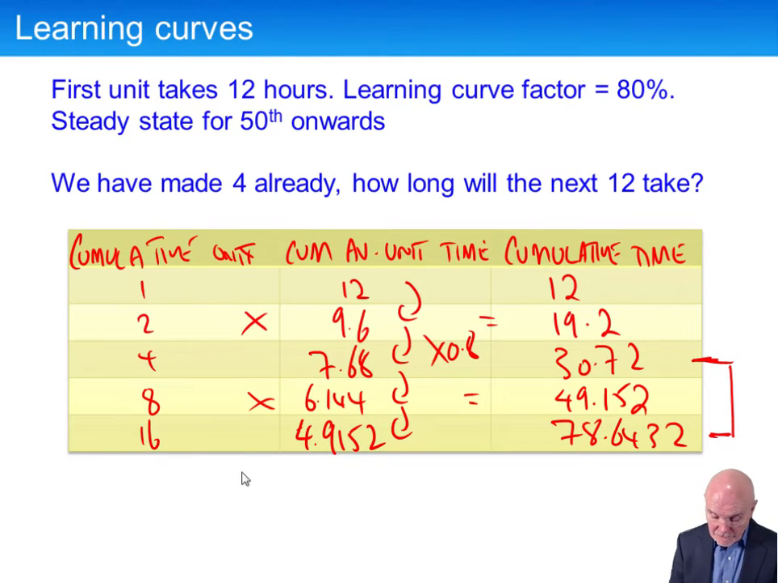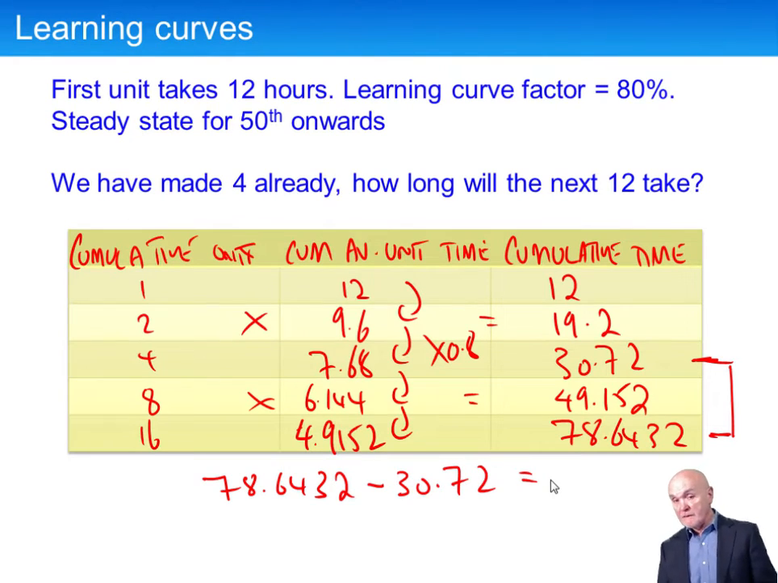78.6432. So if you take 78.6432 minus 30.72, this must be the time for the last 12 units in that 16, or the next 12 units. So 78.6432 minus 30.72 is saying about 47.9. Let's call it, okay, we keep it.